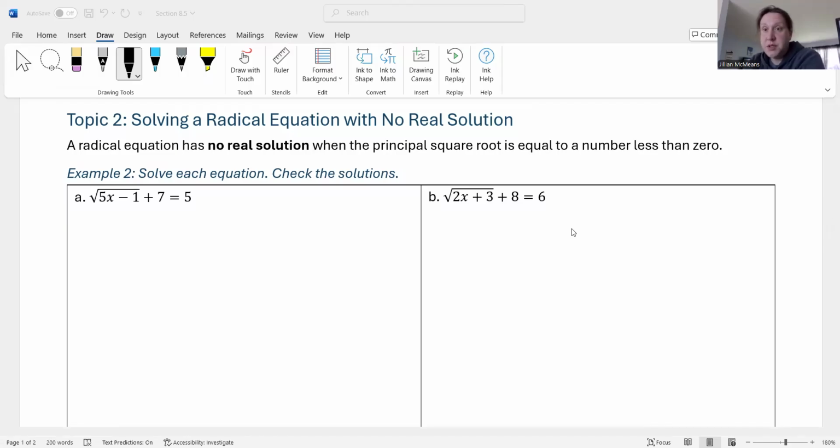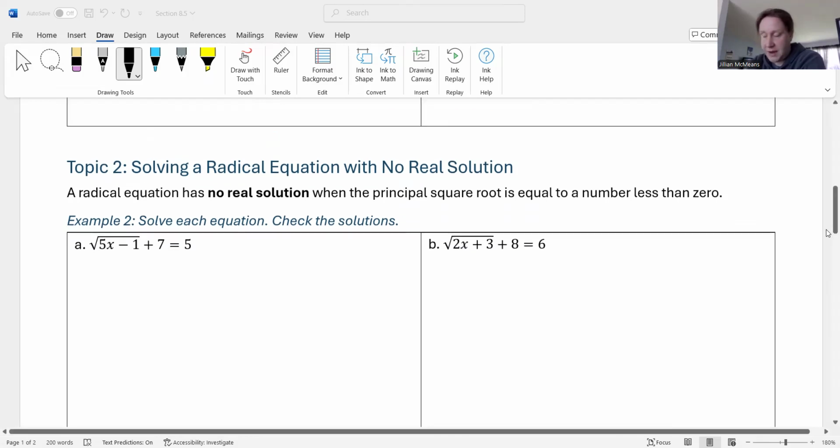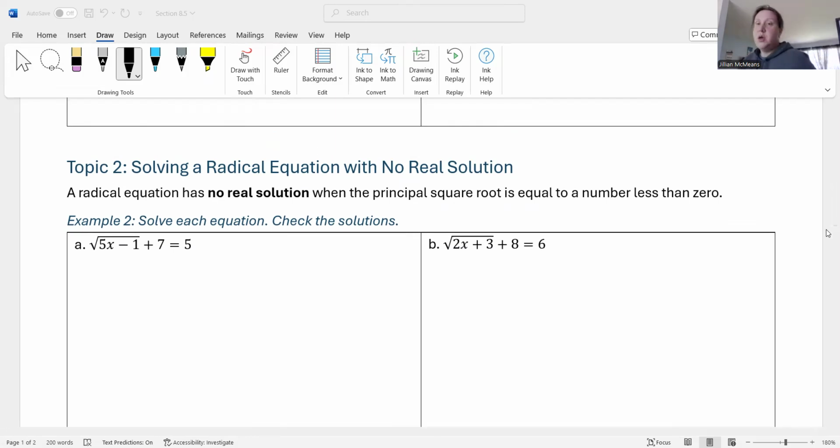For topic two, we're still going to be dealing with square roots. So we're going to solve radical equations that have no real solution. So let's talk very briefly about something that we learned in the past. At the start of this unit on radicals, we learned something called the principal square root.